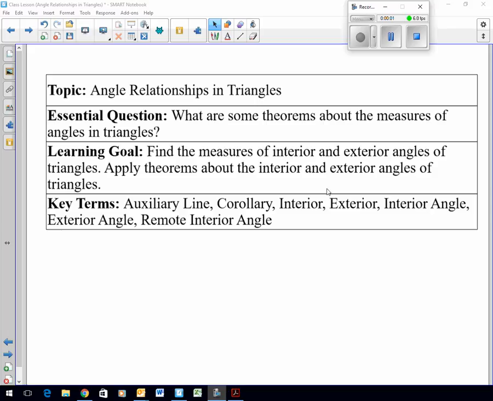Hey guys, today we've got angle relationships in triangles, our EQ. What are some theorems about the measures of angles in triangles? Our learning goal: find the measures of interior and exterior angles of triangles and apply theorems about the interior and exterior angles of triangles. We're going to talk about the auxiliary line, a corollary, interior angles, exterior angles, and remote interior angles.